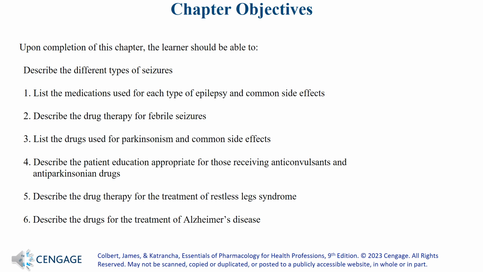Upon completion of this chapter, you should be able to describe the different types of seizures. List the medication used for each type of epilepsy and the common side effects. Describe the drug therapy for febrile seizures. List the drugs used for Parkinsonism and side effects. Describe the patient education appropriate for those receiving anticonvulsants and anti-Parkinsonian drugs. Describe the drug therapy for the treatment of restless leg syndrome. And describe the drugs for the treatment of Alzheimer's disease.